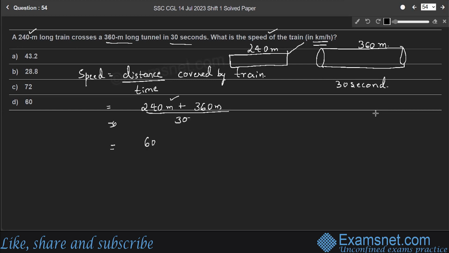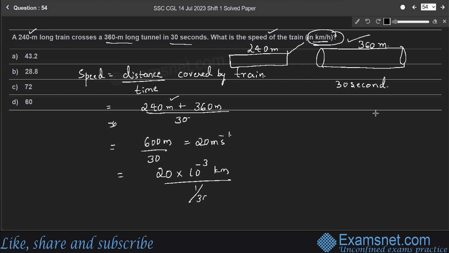So which is 600 meter by 30 seconds. So it is 20 meter per second. So express it in terms of kilometer per hour, right? So 20 meter, 1 meter is 10 to the power of minus 3 kilometer, per second. So 1 second is 1 by 3600 hour, or 1 by 60 into 60 hour, right?